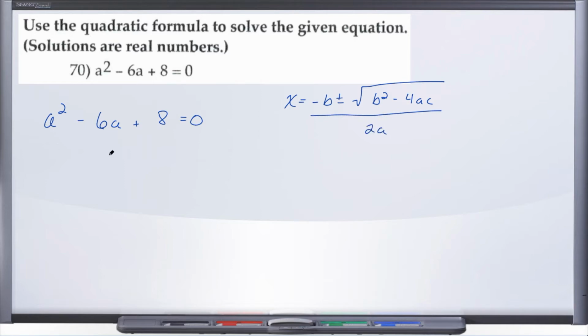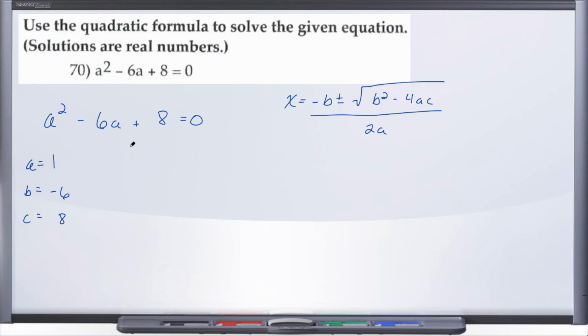So first things first, let's identify our a, b, and c. So a is the coefficient in front of your squared term, so in this case 1. B is the coefficient of your a, so in this case negative 6, make sure you take the signs. And then c is your constant, so 8. So now using this information, let's go ahead and plug it into this formula and see what we're solving for.